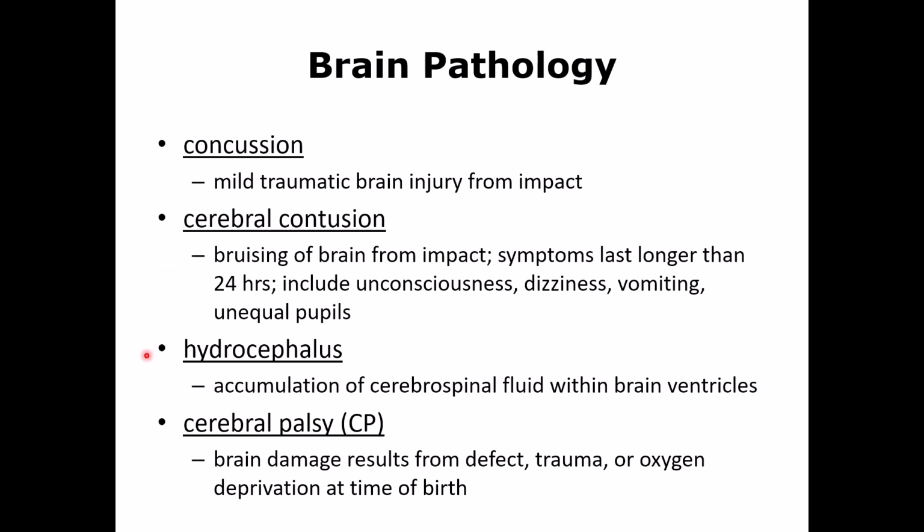Hydrocephalus is too much production or lack of drainage of the cerebrospinal fluid, the CSF that I was talking about before. So the brain and spinal cord is floating in that fluid, and if too much is produced or not enough is drained, then hydrocephalus happens. Hydrocephalus can happen at a very young age or a very old age, and the effects and the treatments are a little bit different for each age.